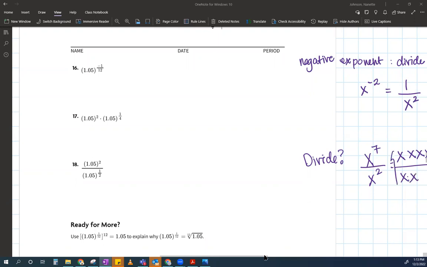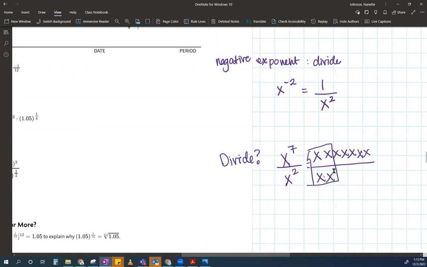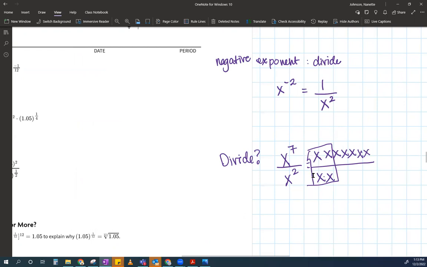Oh, you cannot see what I am doing. There. I pretend that this is a big one. Do you see my cartoon looking one? Yeah, it doesn't look very one-ish, but that's okay. So just know that this is x times x divided by x times x, which is 1. So what are you left with? Very good. X to the 5th.